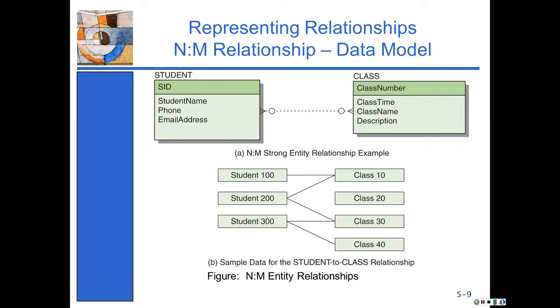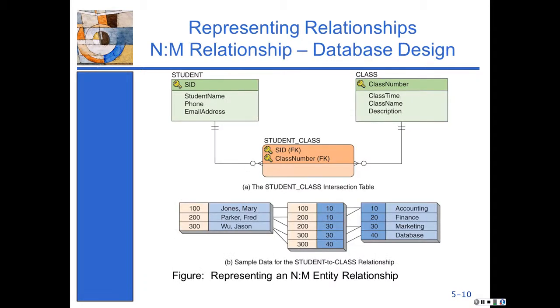That means we need to have an intersection class. And here the intersection class is named student underscore class. And the way we set up the relation is student and student class has 1 to m, and class and student class will have 1 to m. So because student and student class is 1 to m, we'll put this SID, the primary key, as a foreign key in student class. Similarly, the class number from the class table will go to the class number at student class as a foreign key. In addition, student ID and class number, SID and class number together, is considered as a primary key, and that's why you see 2 primary key symbols under student class.